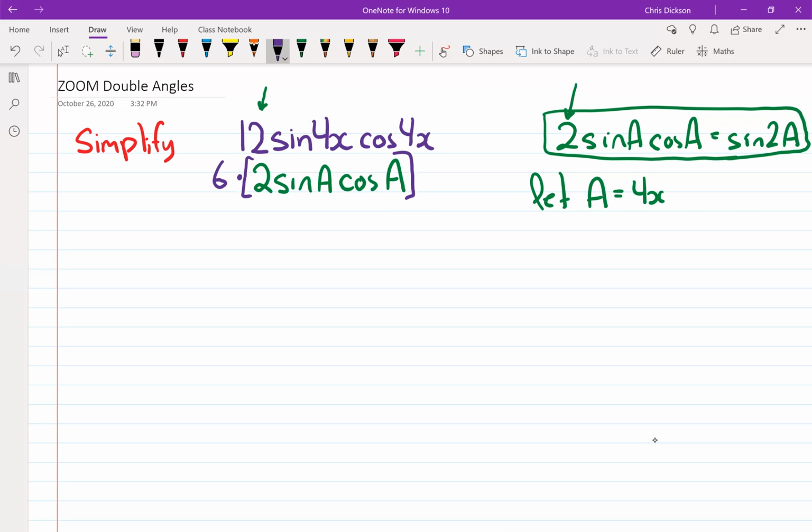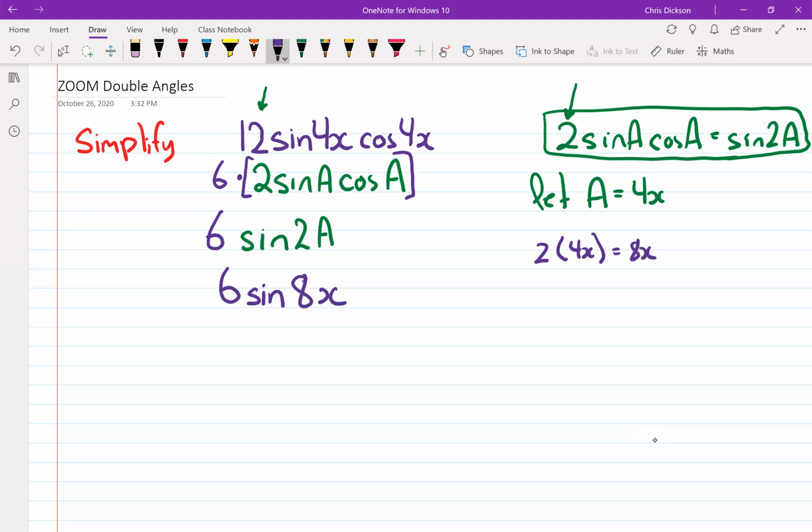Okay, so what do I do with this thing in the brackets then? Well, sine 2A is equal to 2 sine A cos A. So I could still write this as 6 being multiplied by the sine of 2A. Now A was 4x though. So this would be 6 multiplied by sine, and this would be 2 times 4x. That's 8x. So the statement here can be written as a single trig term by using the double angle identity for sine.